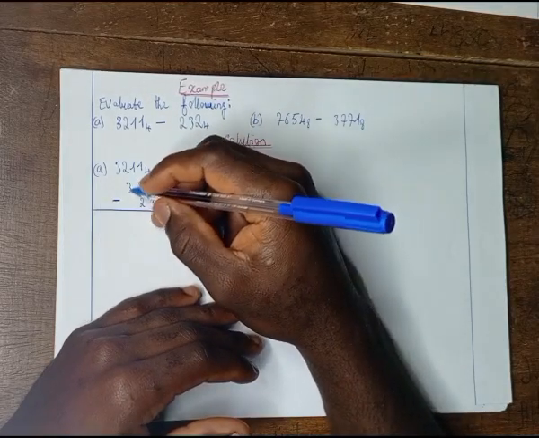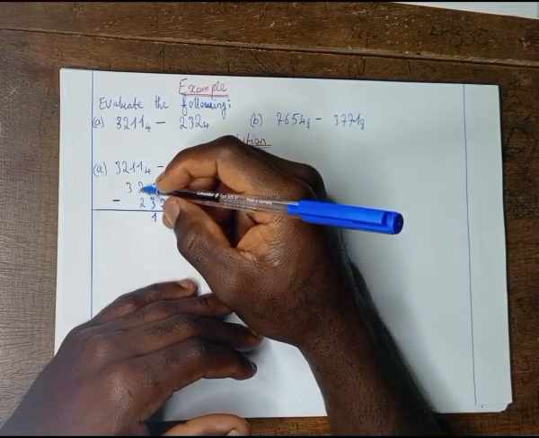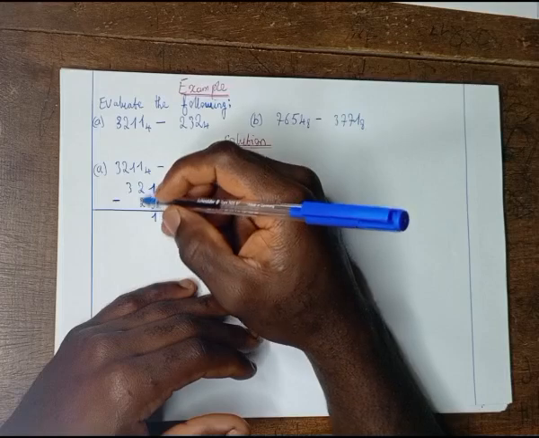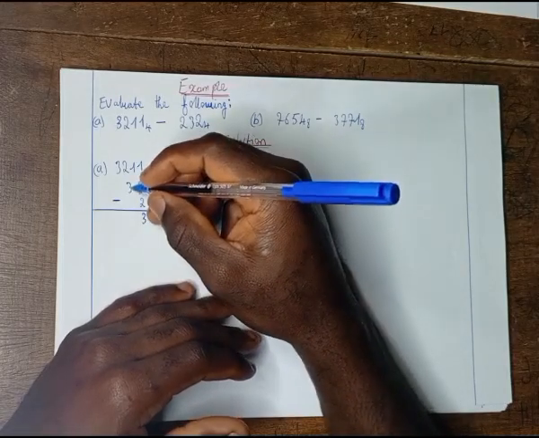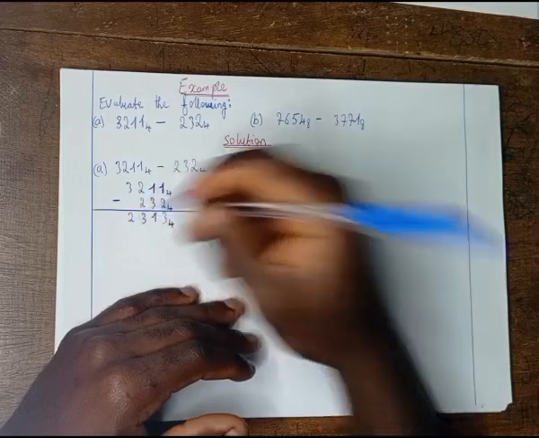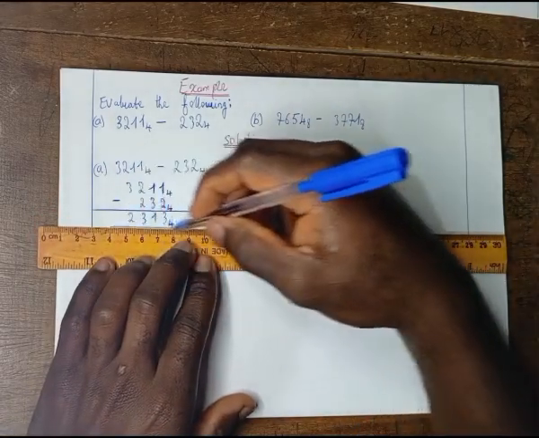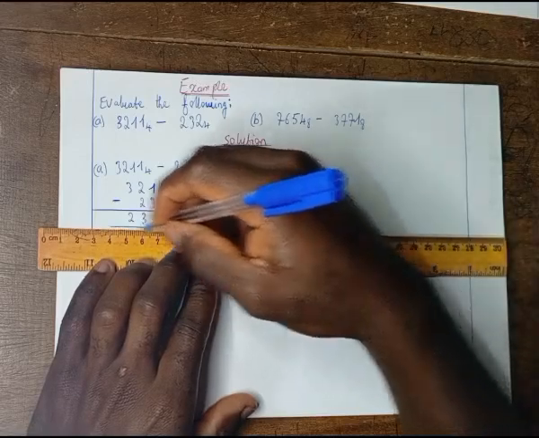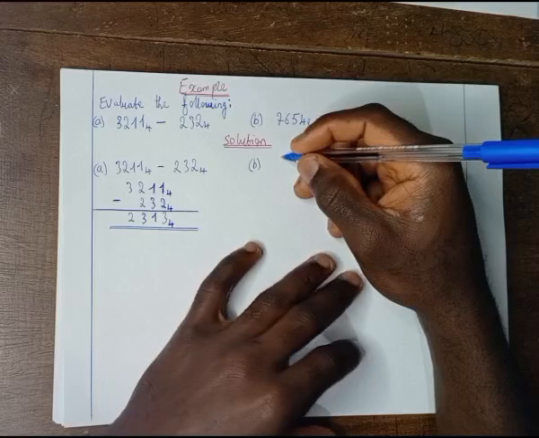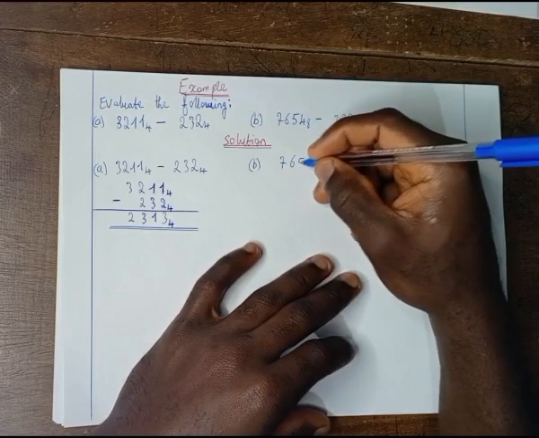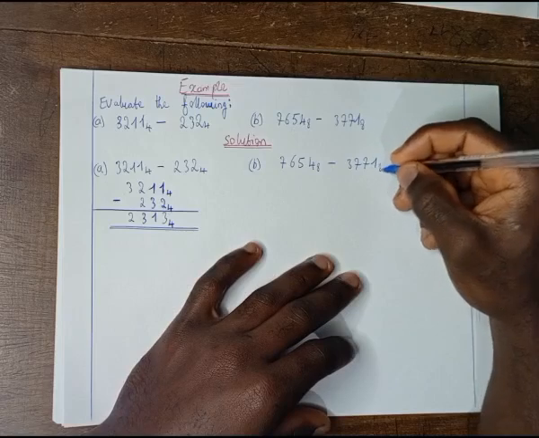We are going to move to the next higher place value. We take a 1 which represents 4. We are going to add the 4 to 1. It gives us 5. 5 minus 2 gives us 3. Here now we are left with 2. 2 minus nothing remains 2. We're going to obtain a result of 2, 3, 1, 3 in base 4. Next, now we go to B. For B, we have 7, 6, 5, 4 in base 8 minus 3, 7, 7, 1 in base 8.